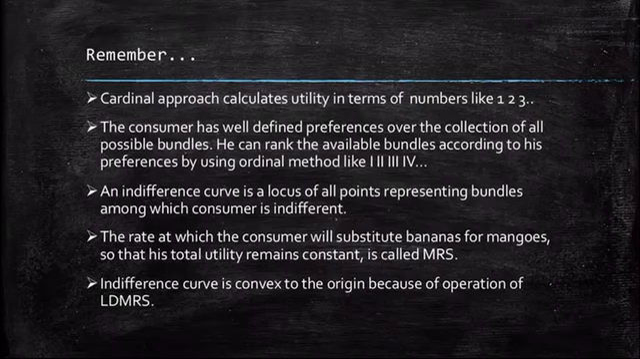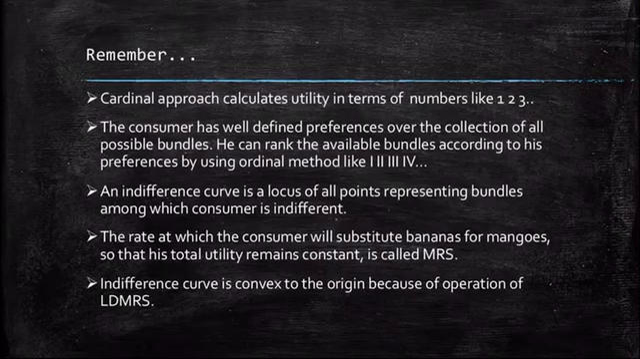Then we discussed the ordinal utility approach, where it said that utility cannot be calculated but it can only be compared. The consumer can rank the goods based on his preferences and the level of satisfaction he expects from a particular good or a bundle. Then later on we discussed indifference curve. We studied the meaning of indifference curve and also we derived the indifference curve with the help of an example and a table.